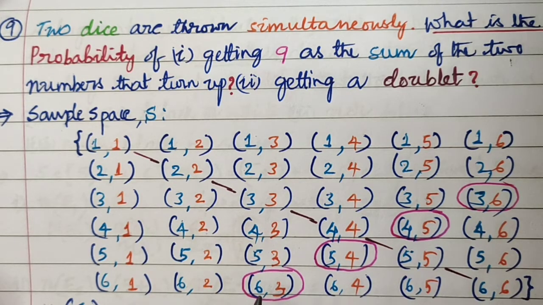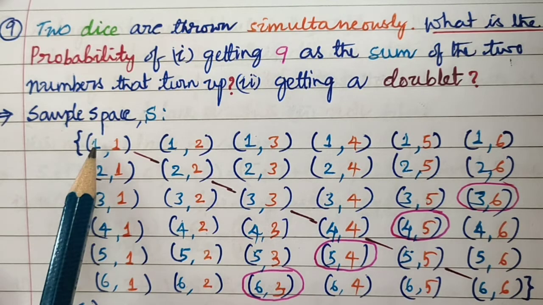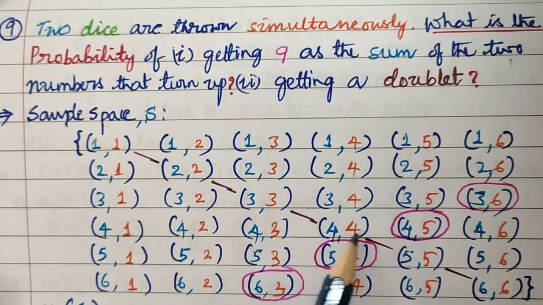One more thing, there are doublets. Doublets are 1 1, 2 2, 3 3, 4 4, 5 5, 6 6. There are 4 possibilities of getting the sum of them as 9. There are 6 possibilities of getting doublets.